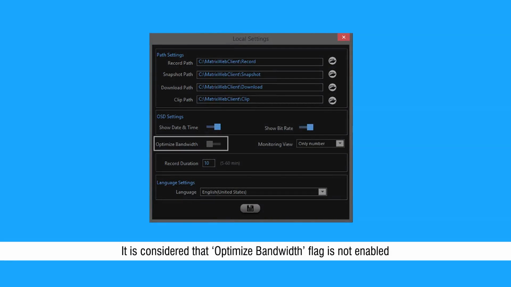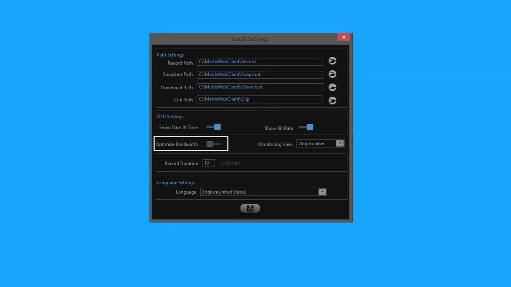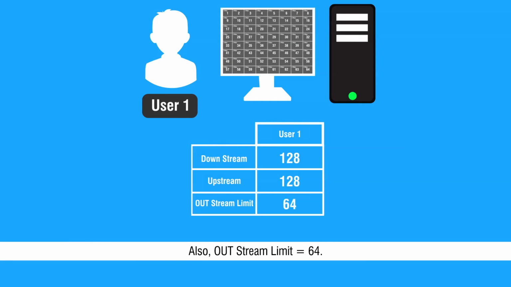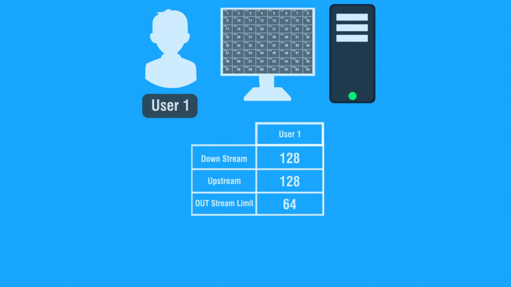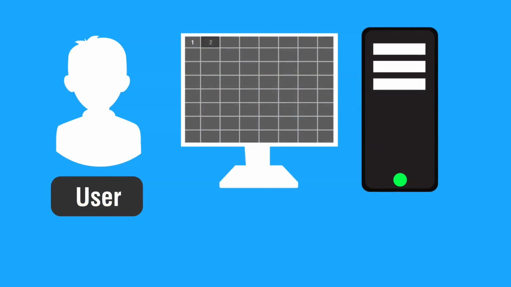It is considered that optimized bandwidth flag is not enabled at this time, resulting in deliverance of only mainstream of all cameras irrespective of the layout set. Now downstream in this case is 128 Mbps and upstream is also 128 Mbps. Also outstream limit is 64. Thus, if any user tries to watch any camera, the device may drop frames or live view of cameras can get stuck for a while.